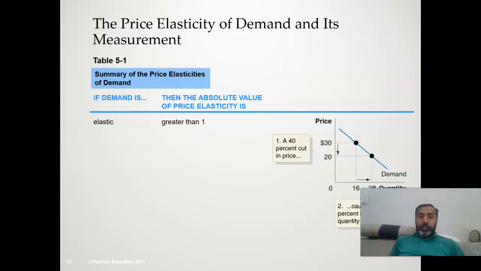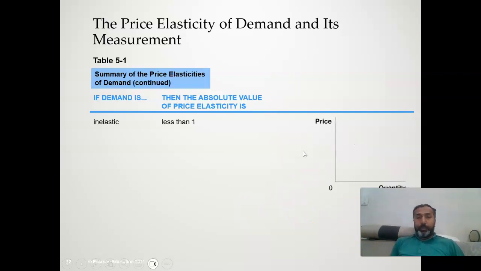Here we will summarize the concept that if demand is elastic, it means that PED is greater than 1. This means that if there is a 40% cut in the price, it will result in a 55% increase in the quantity demanded. So we can say that in case of elastic demand, when PED is greater than 1, the response of quantity demanded will be bigger than the percentage change in price.